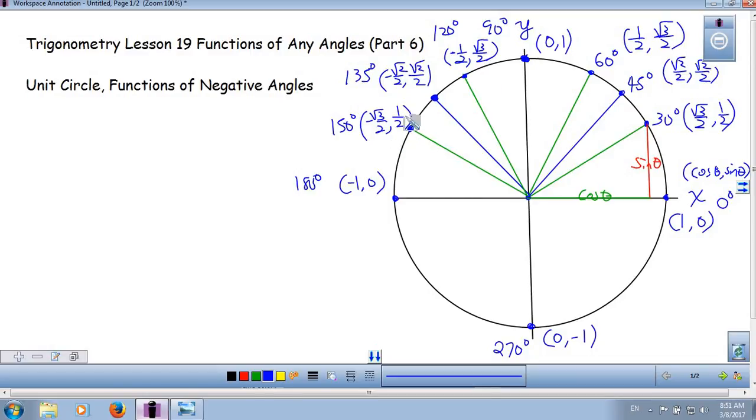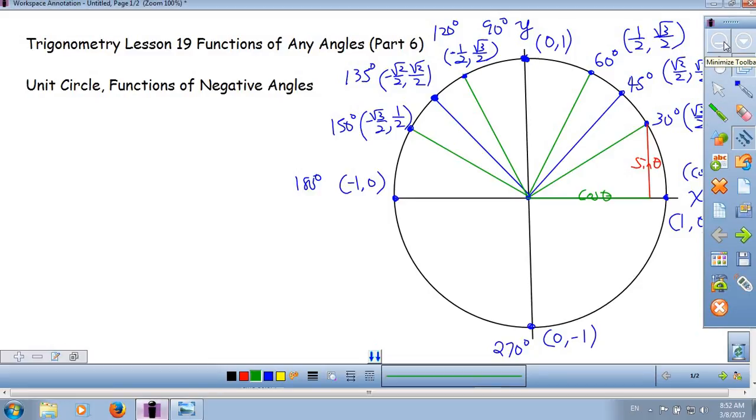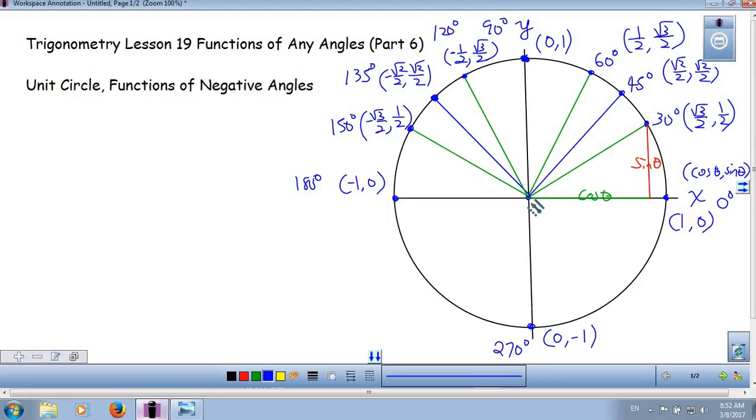So that's how we obtain the values of each of the angles here in the second quadrant. What do we do in the third quadrant? Well, we do the same thing, and we just consider the same reflection. Let's do this very quickly.